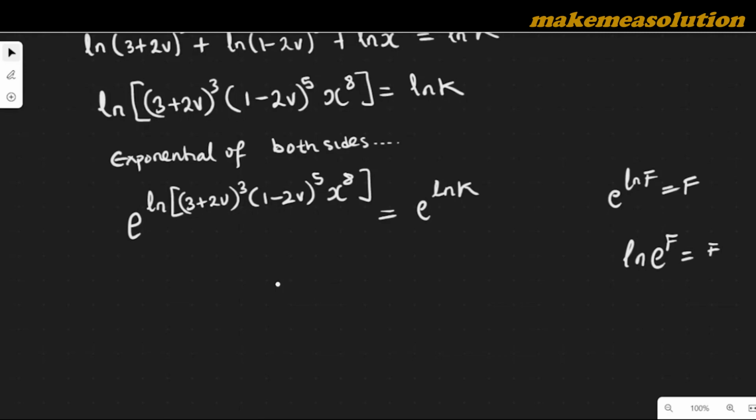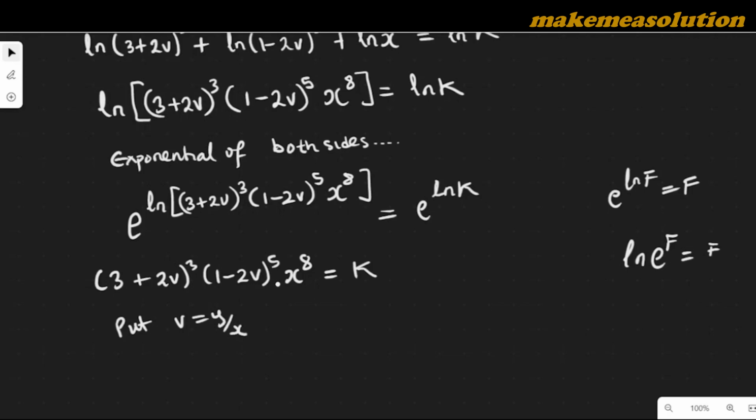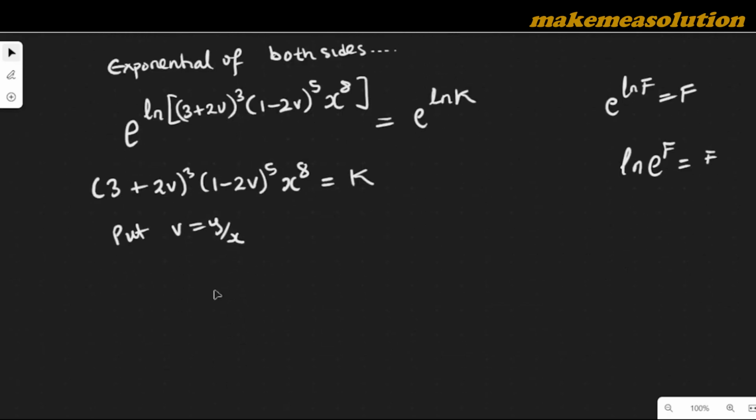So let's keep on going. This left hand side reduces to (3 + 2v)^3 and (1 - 2v)^5, then x^8 is equal to k. So put v equal to y over x. Alright, put v equal to y over x. We are rounding up this problem.